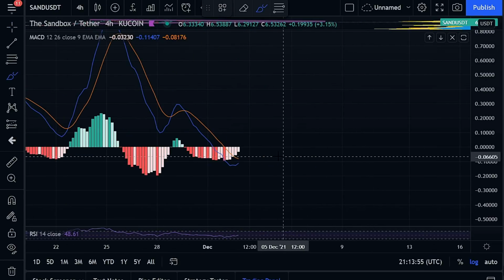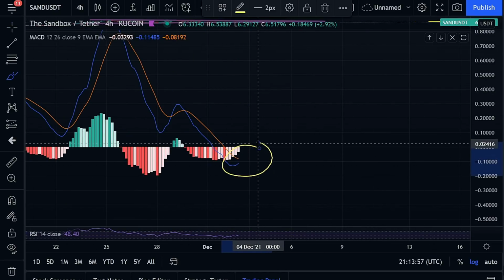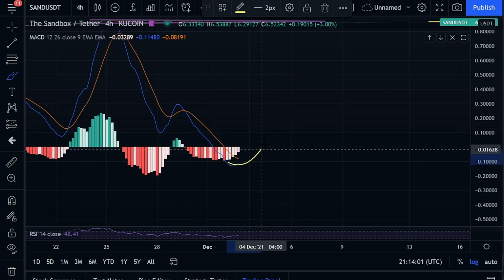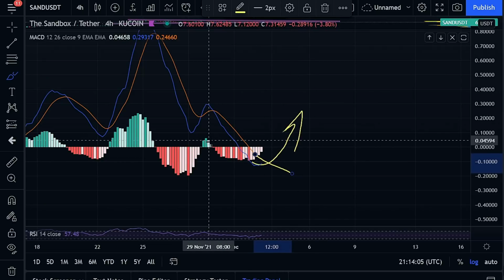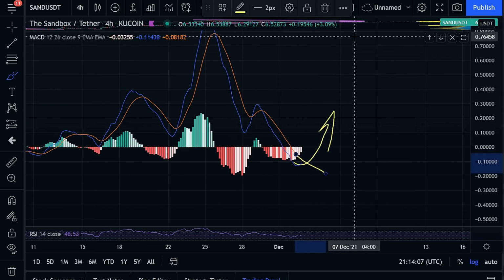First and foremost, on the 4-hour charts, we're seeing a convergence of the blue and orange EMAs. Now, generally speaking, if we can get this blue EMA to cross through the orange one, straight, something similar to this, we are usually going to see a big move to the upside.